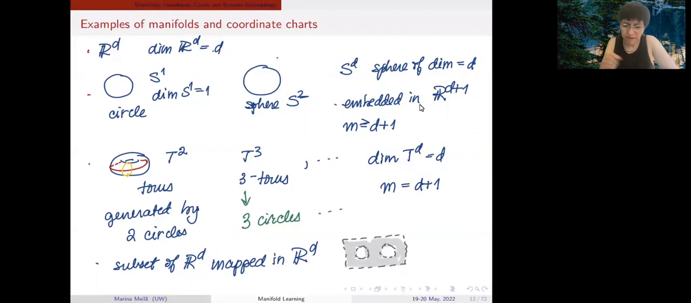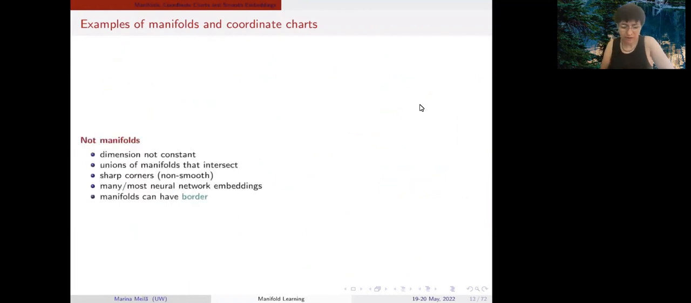This is a set in RD that is then mapped to high dimensions. These are all examples of low dimensional manifolds. Let's give some examples of what is not a manifold.